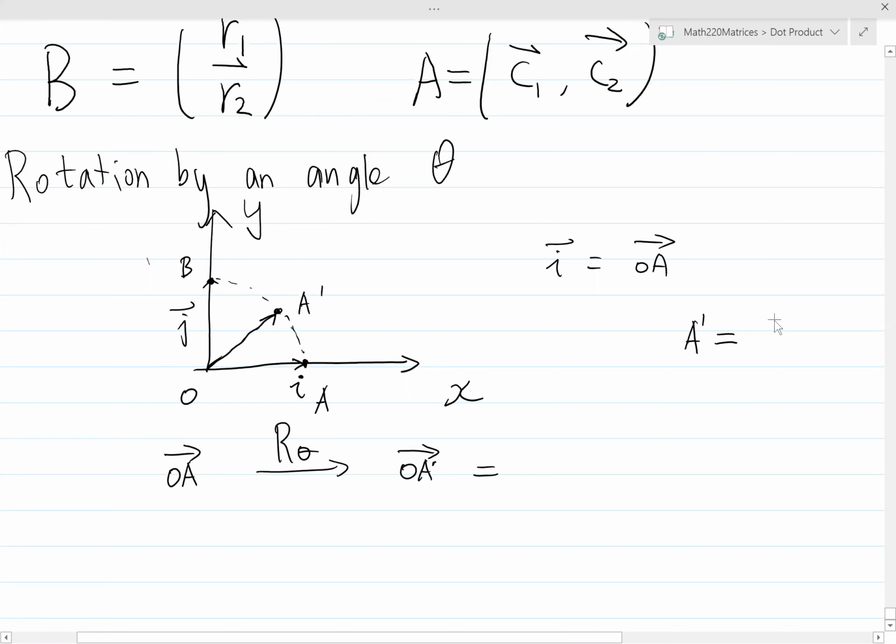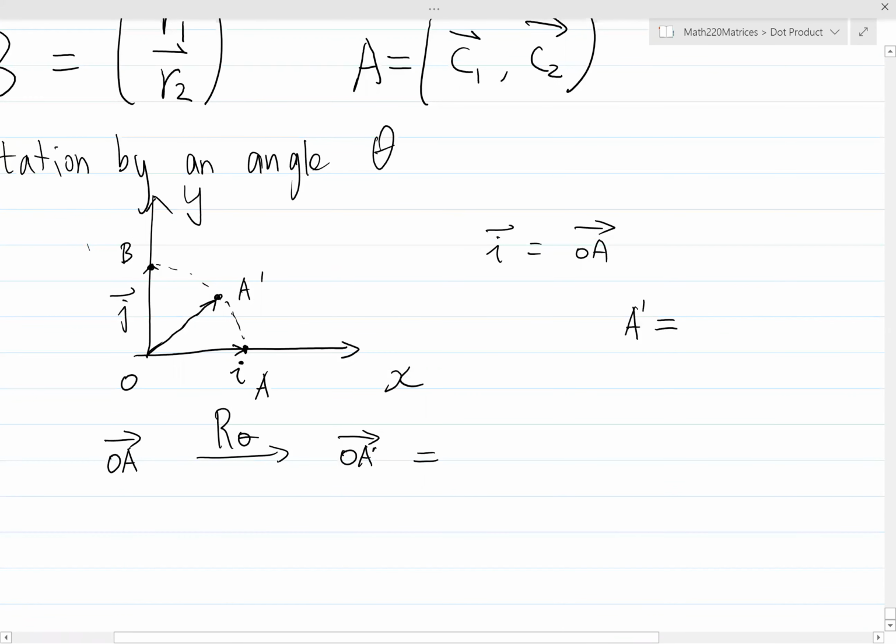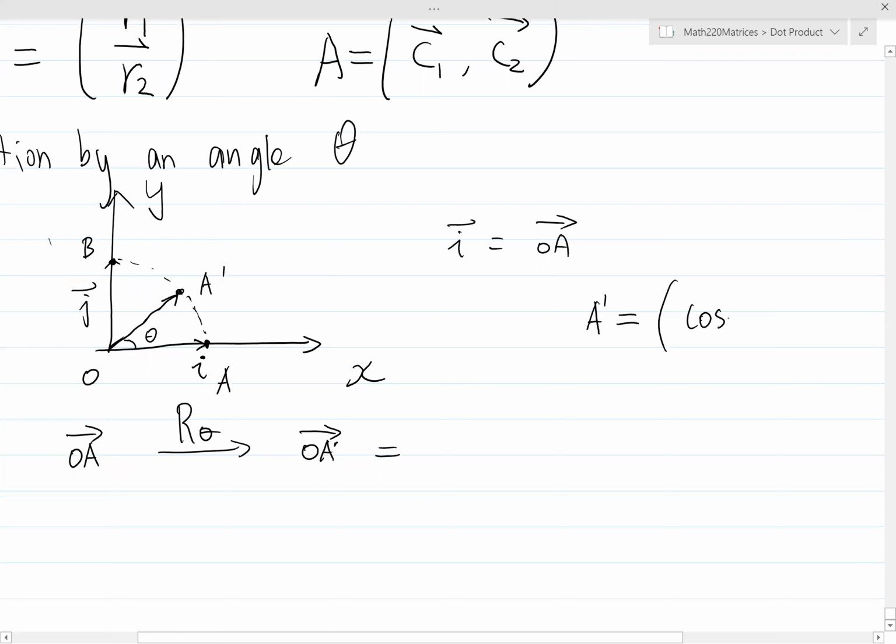Okay, here we have a unit vector. If we rotate a unit vector, we again get a unit vector. So this A prime is on the unit circle. So we can determine the coordinates of A prime by the angle theta. The x coordinate, we get cosine theta. The y coordinate, we get sine theta.